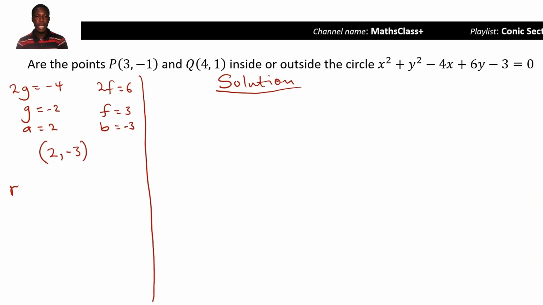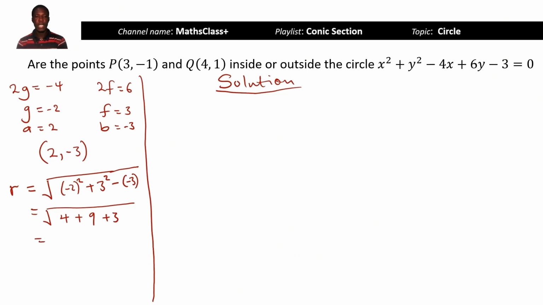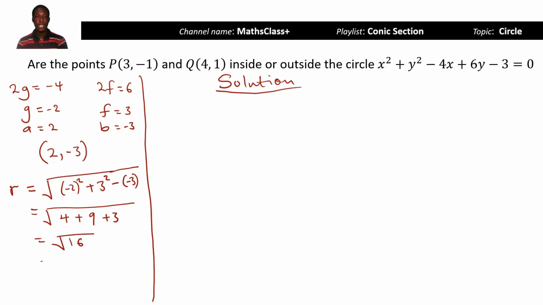With that, we can determine our radius r is equal to the square root of j squared plus f squared minus c. So we have (-2) squared plus 3 squared minus c. Our c is already negative, so minus negative 3. We have 2 squared, which is 4, plus 3 squared, 9, and then plus 3. This gives us root of 16, and so our radius is 4 units.